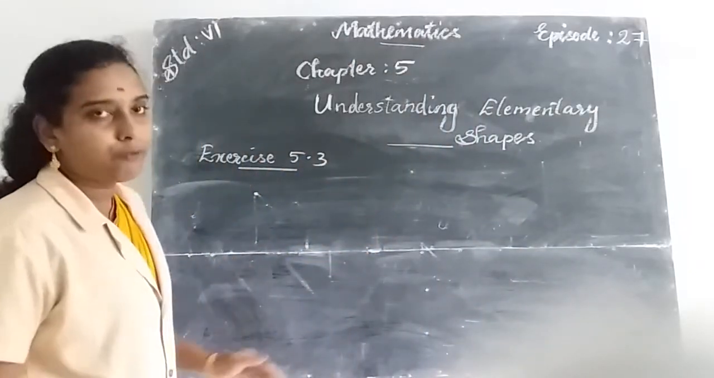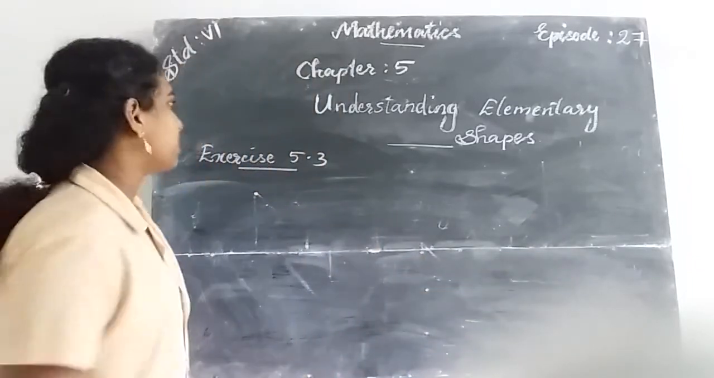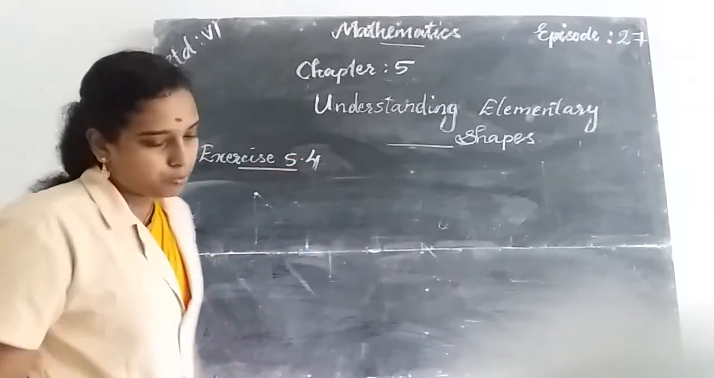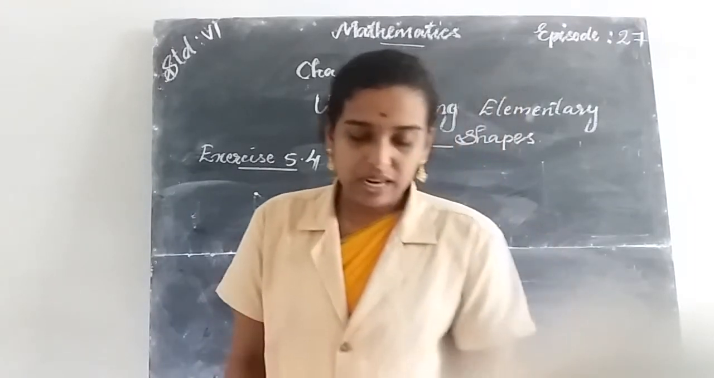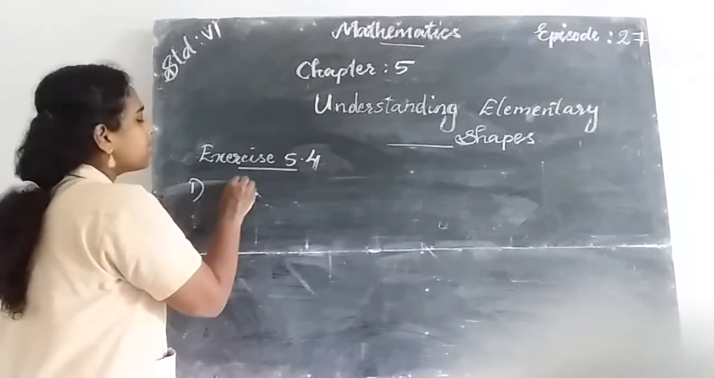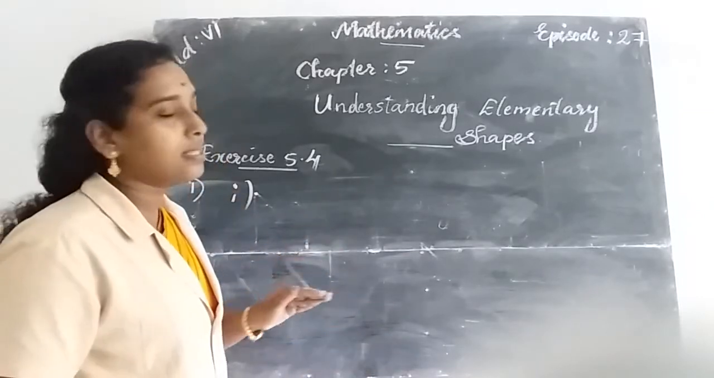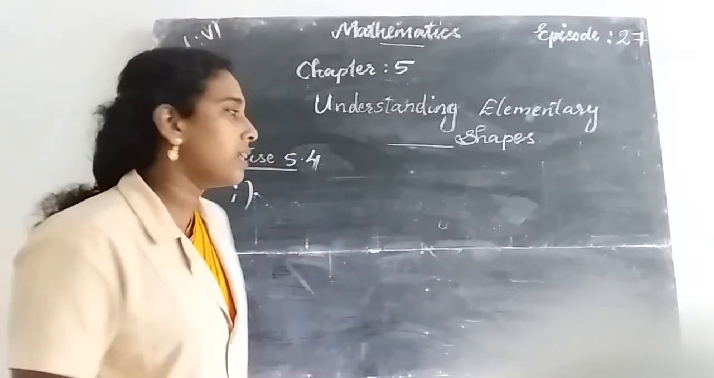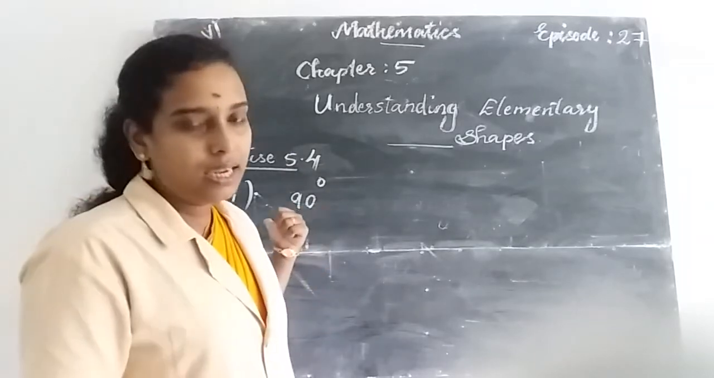Exercise 5.4 is also based on the things that we discussed earlier. So let us see what the questions in exercise 5.4 are. The first question: what is the measure of a right angle? Yes, if an angle is equal to 90 degrees, then it is said to be a right angle, which means the right angle measures 90 degrees. So the answer is 90 degrees.